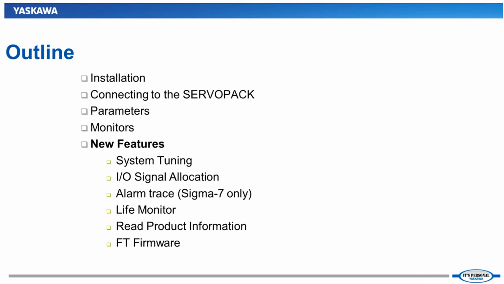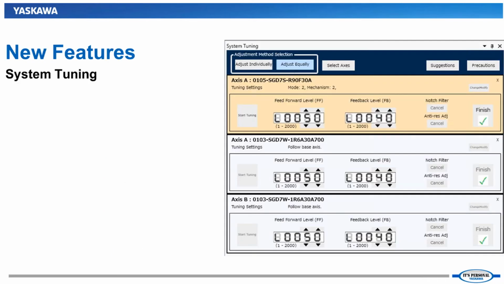So now moving on to new features. There are quite a few new features in SigmaWin 7. So we'll go through those, starting with system tuning, I/O signal allocation, alarm tracing, which is only supported on Sigma 7 amplifiers, life monitor, product information, and some special features for FT style amplifiers.